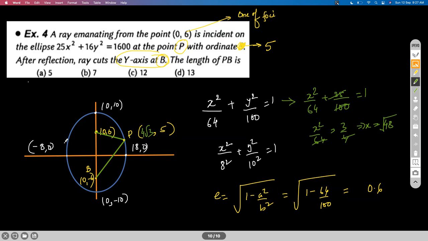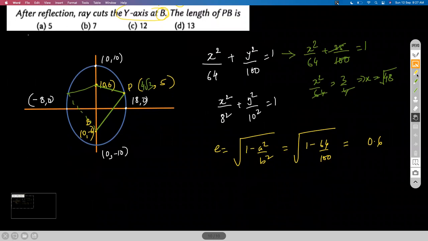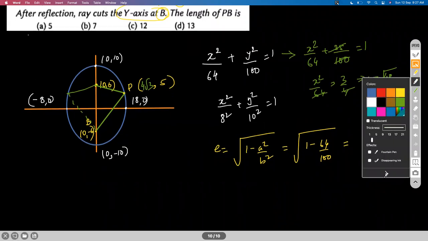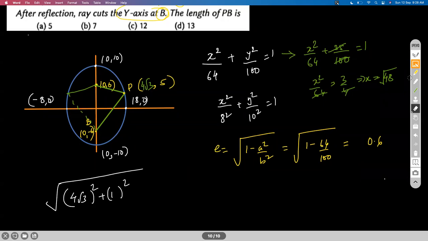It could be the other way around also. It could hit here also. Same ordinate will be applicable. So minus will be there, but distance will not change because these two triangles will be congruent. So you know P, you know your B. Find out the distance between them. That's all the question demands. So under root of (4√3)² plus 11², sorry, not 15², my bad, 11². So this is 48 plus 121, which is 169. Under root 169 is 13. Option number D is correct.